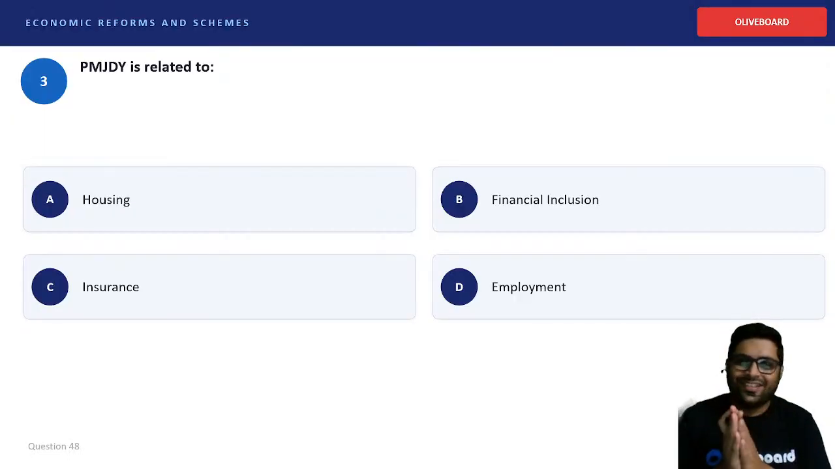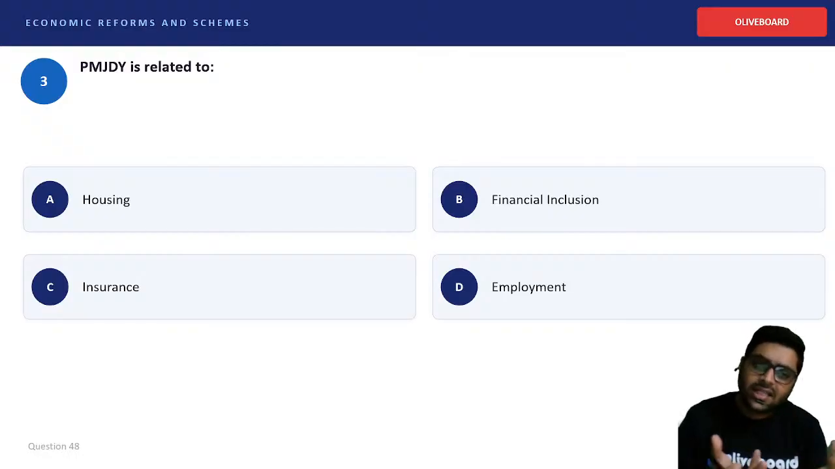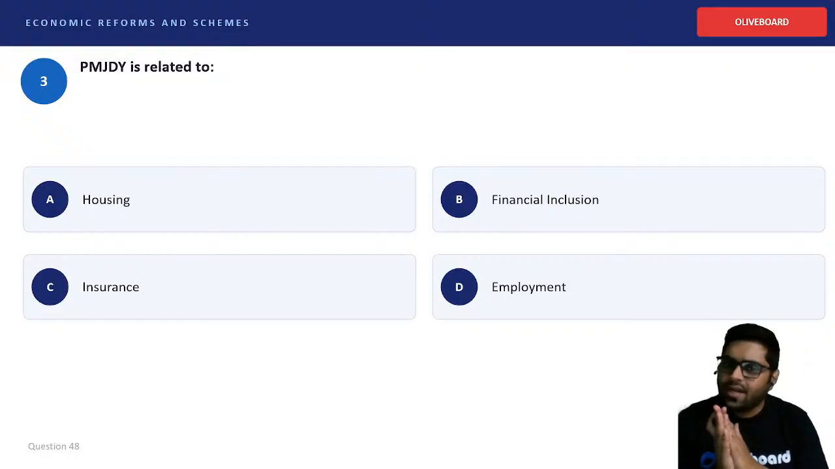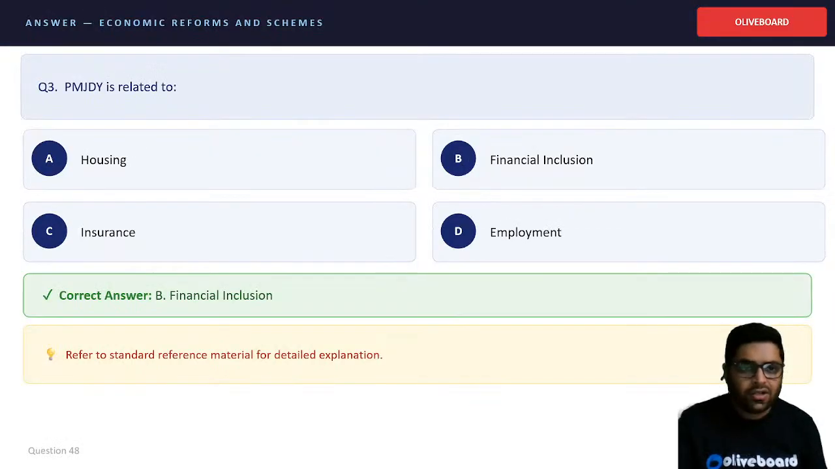PMJDY, which scheme is this? It is related to Jan Dhan Yojana. From Dhan you can correlate. Pradhan Mantri Jan Dhan. Dhan will be related to which one? Finance. Financial inclusion. Correct?